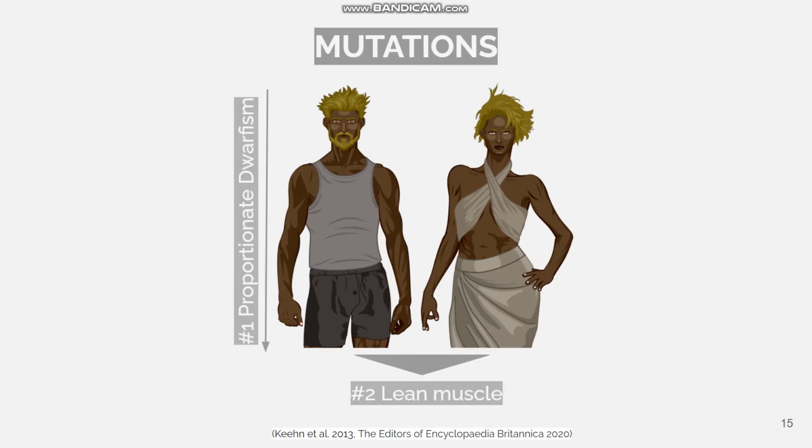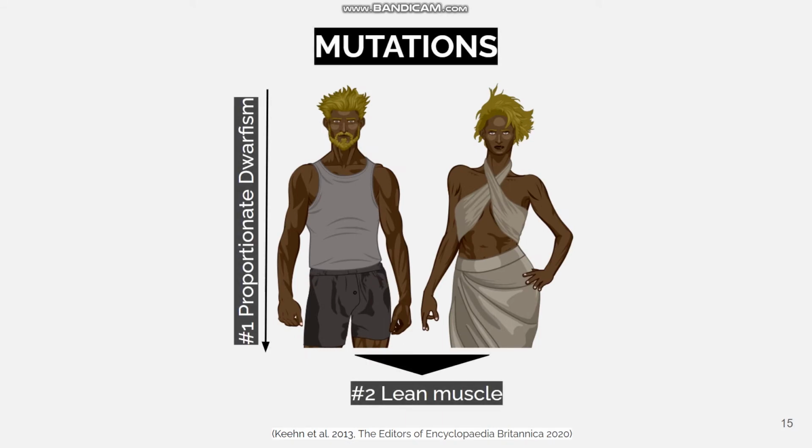The first mutation could be the development of proportionate dwarfism, or heights of less than 147 centimeters. This would be due to aforementioned reasons concerning resource availability and energetic efficiency. The second could be the development of thinner body structures and lean muscle. This would result in less heat exposure to the horizontal body plane and a greater area on the vertical plane for heat dissipation through sweat.